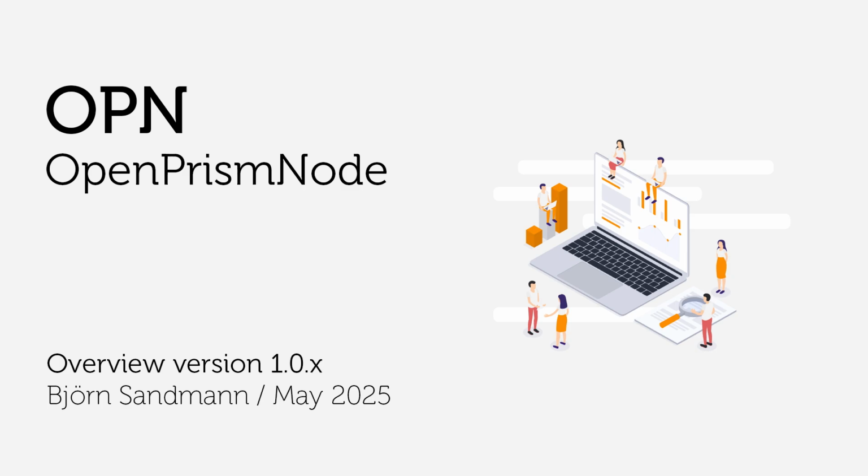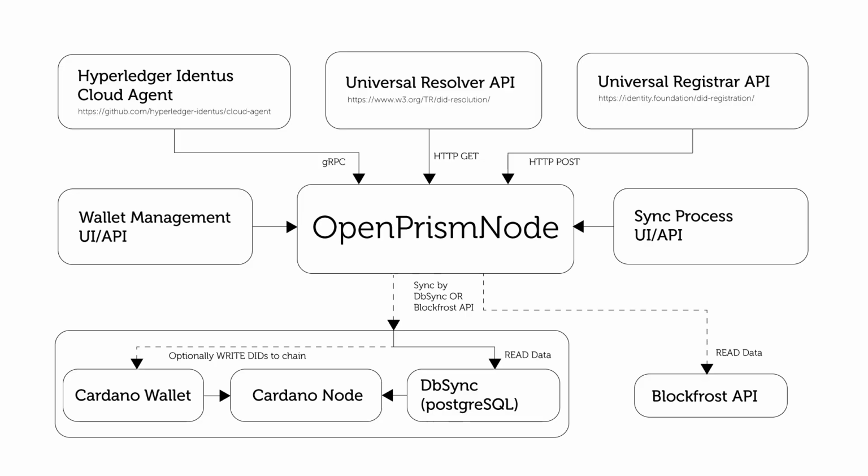This is an overview video of the OpenPrismNode. The OpenPrismNode, or OPN for short, is a software which reads and writes Prism DIDs to and from the Cardano network. It can be used as a drop-in replacement for the original Prism node by IOG when using the Hyperledger Identus Cloud Agent, or as an Identus-independent software to resolve or even create DIDs just by API calls.